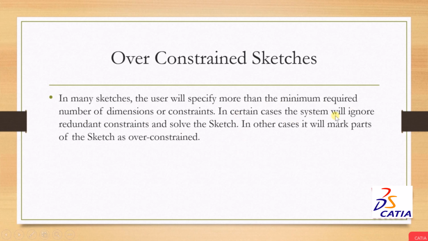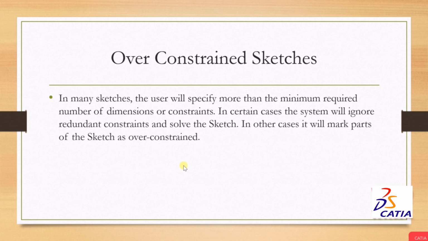In certain cases, the system will ignore the redundant constraint and solve the sketch. In other cases, it will mark parts of the sketch as over constraint. So when we insert more than the required dimensions, sometimes the software will try to automatically solve the sketch. But sometimes it cannot solve the sketch, and the software defines this type of sketch as an over constraint sketch.